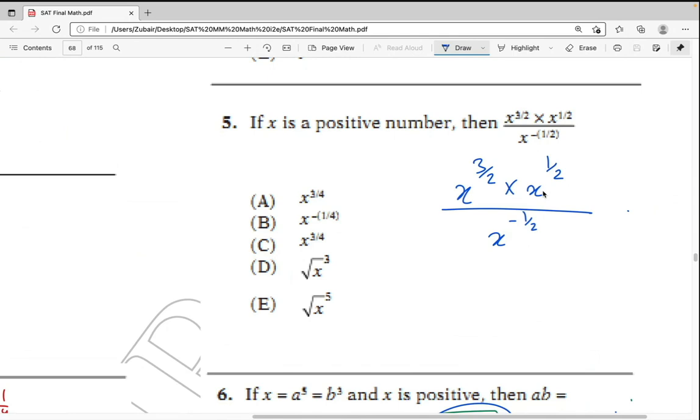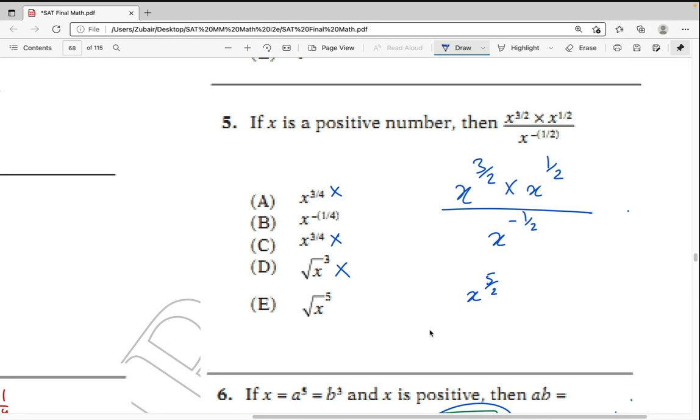Sir, is it D? No. So it's not C, it's not D. Sir, what's the difference between A and C? Because I keep getting x to the power of 5/2. Yes, A and C are the same. Isn't it x to the power of 5/2? Yes.